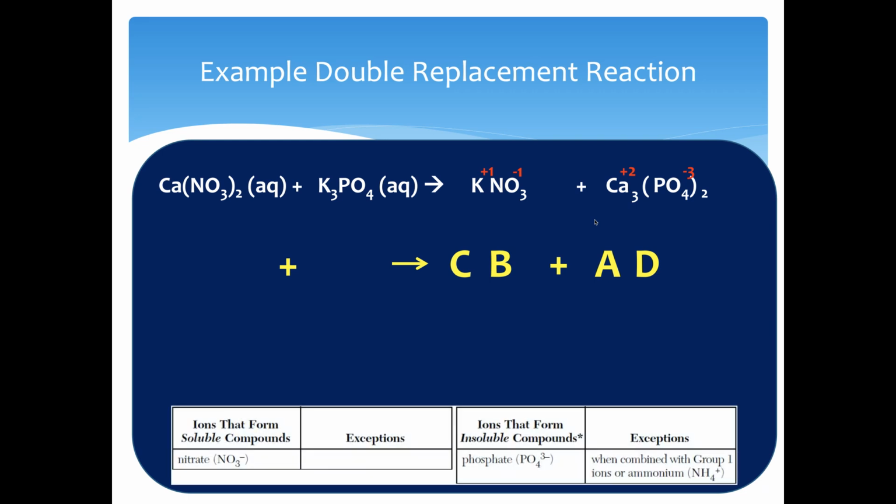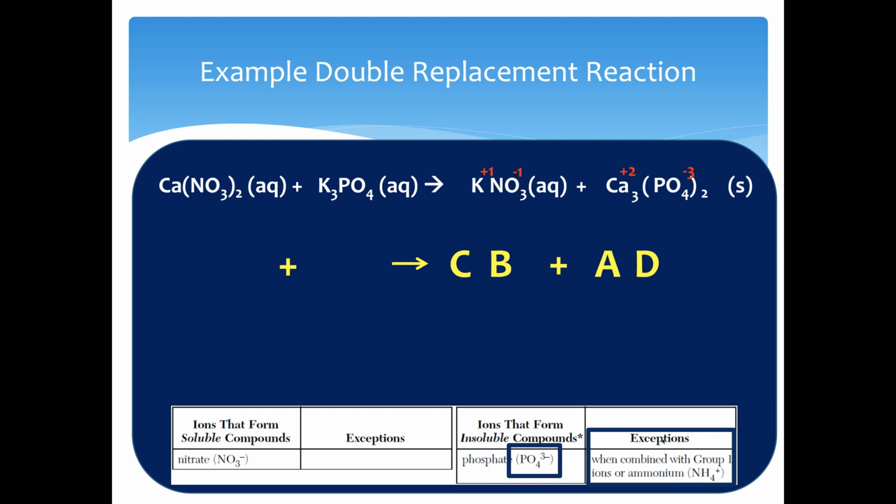But first, let's identify the precipitate. Nitrate is always soluble, so any compound with nitrate in it will be soluble. So KNO3 will be aqueous. Phosphate is insoluble. Now, not all compounds with phosphate in them are insoluble. For example, sodium, potassium, and lithium phosphate will be soluble, and ammonium phosphate will be soluble. But we don't have any of those. We have calcium phosphate, which is not an exception. Therefore, calcium and phosphate will bond together too strongly for water to break apart, and therefore form the solid precipitate.